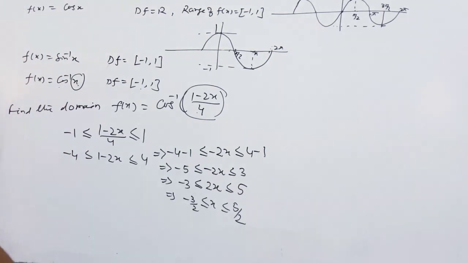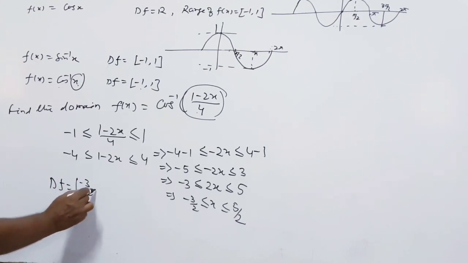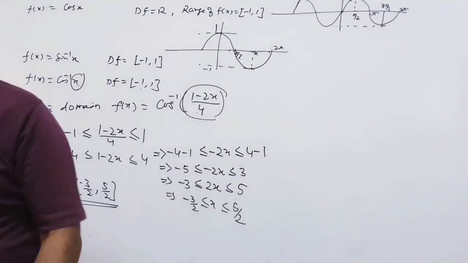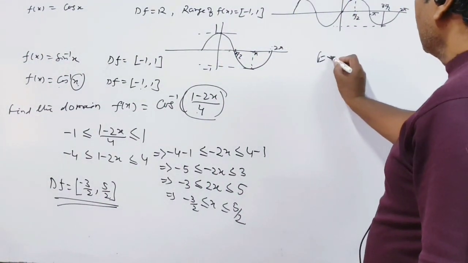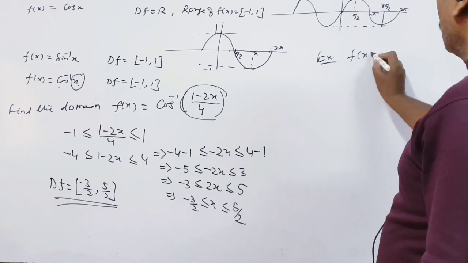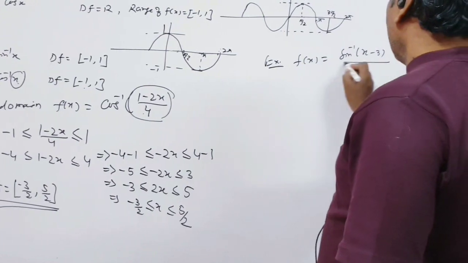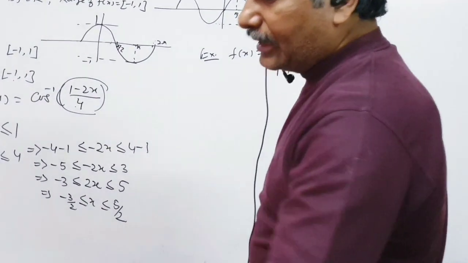Okay. So therefore the domain of the function is -3/2 to 5/2. This is the domain. Now another example: suppose f(x) = sin⁻¹(x - 3) / √(9 - x²). Okay, now this is another example.